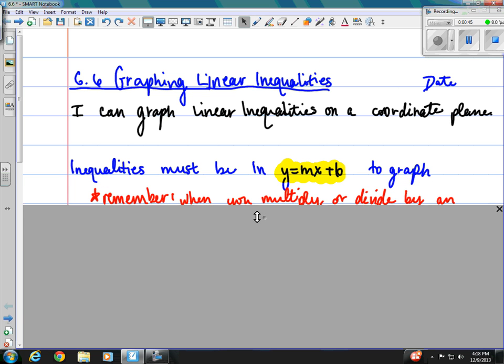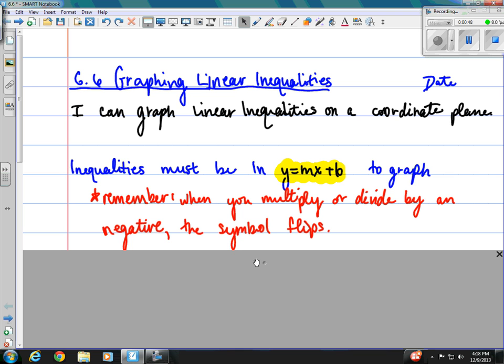And just a real quick reminder, remember when you multiply or divide by a negative, the inequality symbol flips. So those rules we had back in chapter 3, they're still relevant. We're still going to use them today with multiplying or dividing by a negative. The inequality symbol will flip.